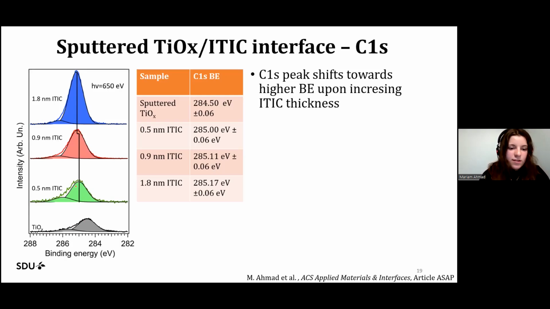A main carbon 1s peak, which corresponds to carbon bonded to carbon, and then also a shoulder at higher binding energy. And similar to oxygen, when we increase the thickness of ITIC, the carbon 1s main peak shifts towards higher binding energies.